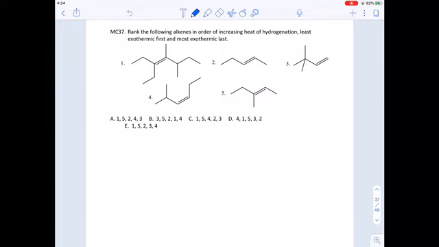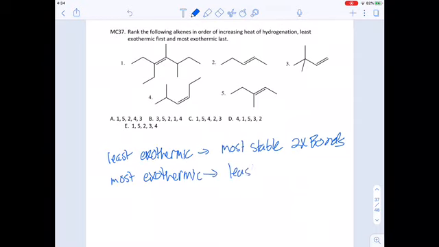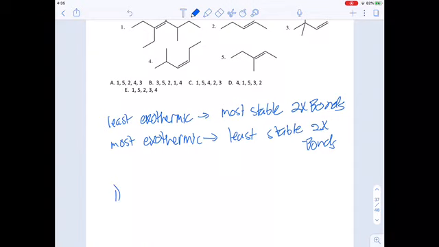Multiple choice 37 asks us to rank the following alkenes in order of increasing heat of hydrogenation, least exothermic first and most exothermic last. So hopefully you guys recognize this question because it has come up before a couple times. So when you're thinking of increasing heat of hydrogenation, least exothermic are going to be the most stable double bonds, and most exothermic are going to be the least stable double bonds.